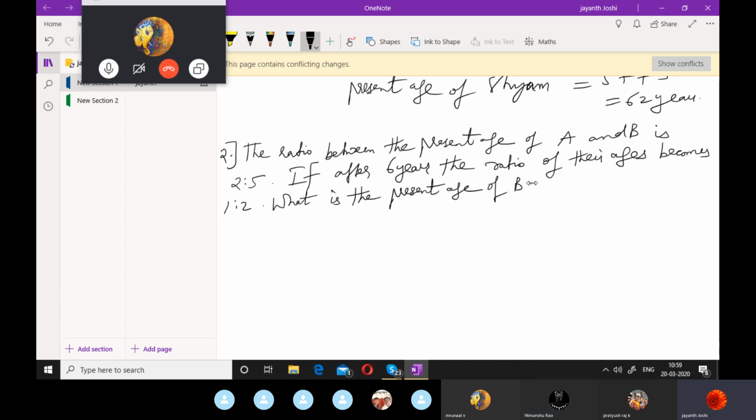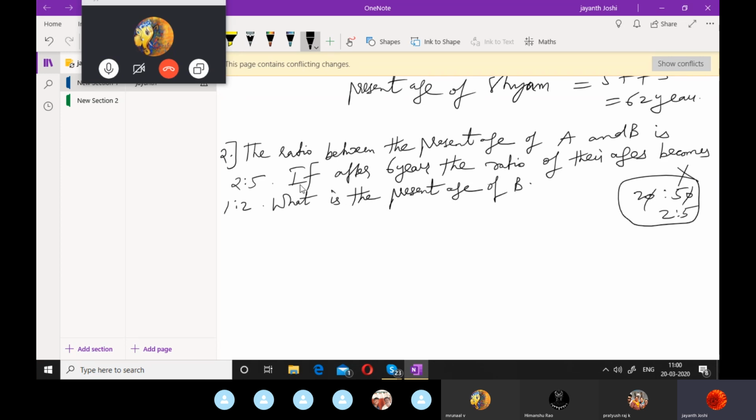So the question is very clear. The ratio between the present age of A and B is 2:5. We don't know what the present ages of A and B are, but they are giving that the ratio of the present ages of A and B is 2:5. Okay, till here the question is all right. So maybe if the ages are 20 years and 50 years, the ratio becomes 2:5. Okay, this is just an example. I'm trying to explain how it is. Okay, leave it. Now, if after 6 years the ratio of their ages becomes 1:2, what is the present age?